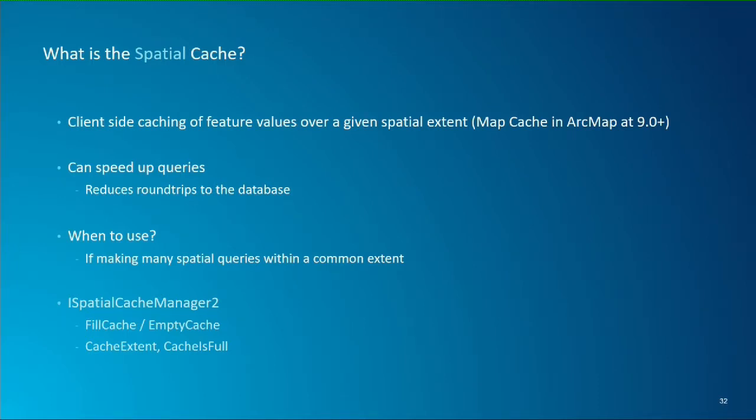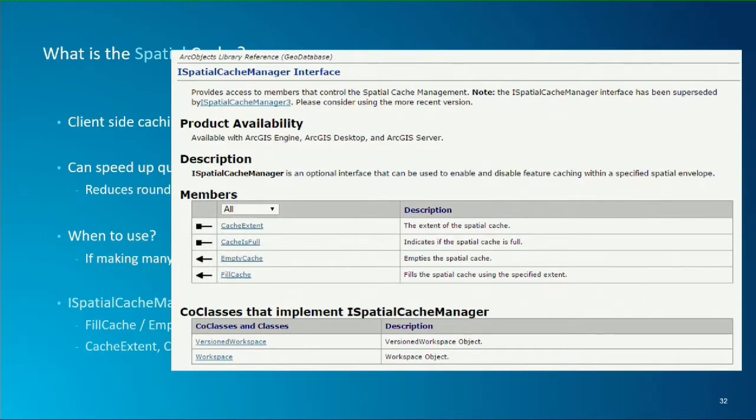Okay? Now there are various ways to work with and manage your spatial cache. You go through the ISpatialCacheManager interface, which exposes things such as fill cache, empty cache, return the cache extent, and return properties. You can see it all here in the online help. It's all pretty intuitive. And these interfaces are found on either a workspace or a versioned workspace.